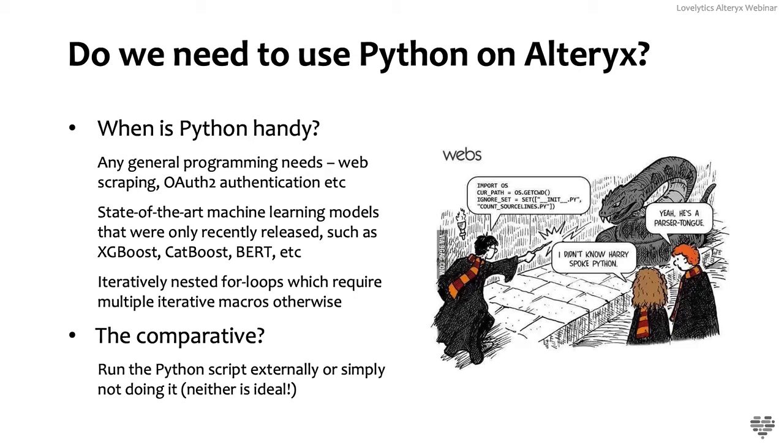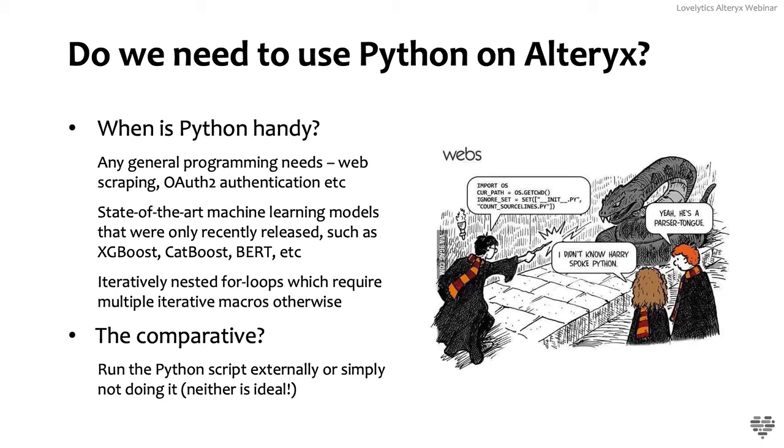And I think the most important thing to think about is, what is the comparative here that we want to talk about? And the comparative is that we run the Python script externally. So I have a separate process, maybe I run a cron job that runs the Python script and then generates an output, a CSV file. And then from that CSV file, Alteryx reads it in and does whatever it needs to do from there. So that's a little bit annoying, to be honest, right? Because you have two different processes for something that ideally should be within one process.